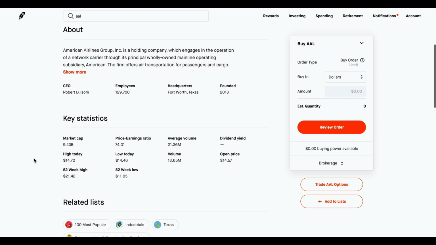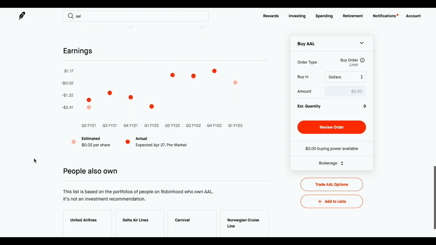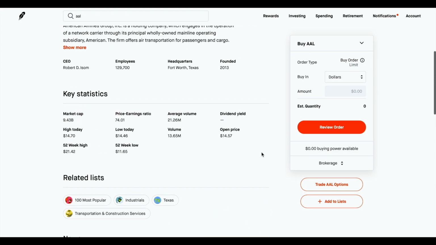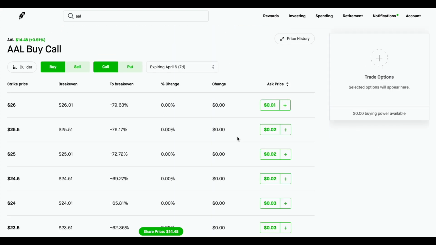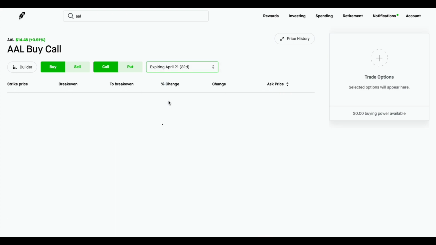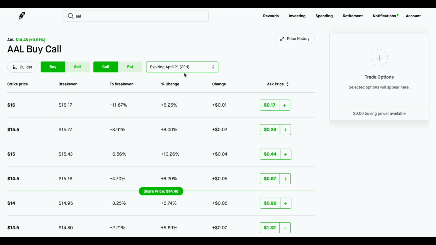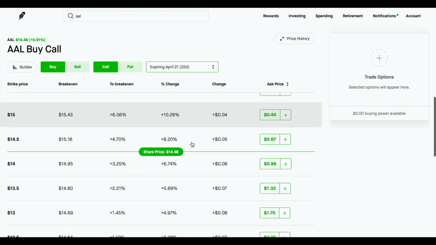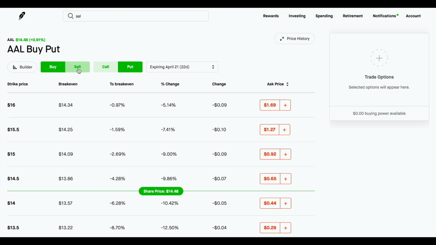Now looking at American Airlines, the earnings date is April 27th. So this one could have a lot of option volume because it's much closer to the earnings date, which could be good from a premium standpoint. So let's take a look. April 21st. This is very close to the earnings date.